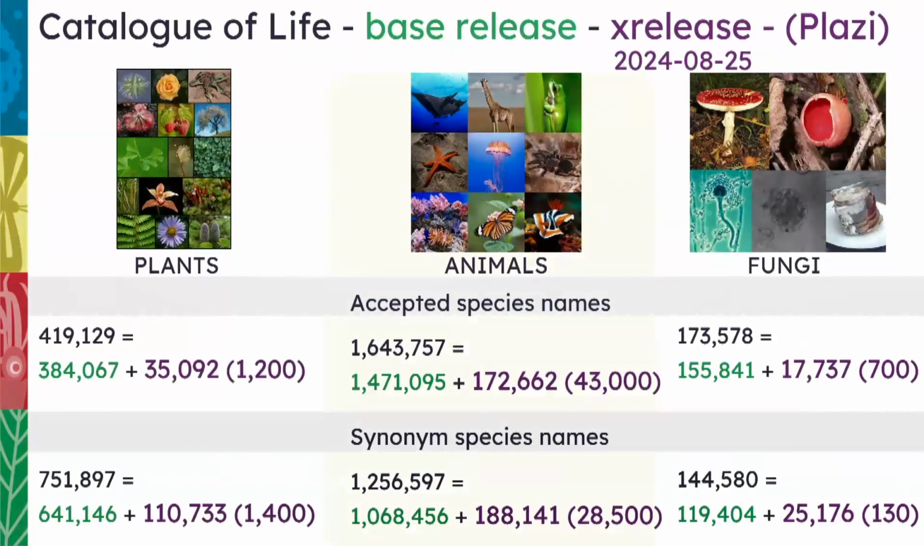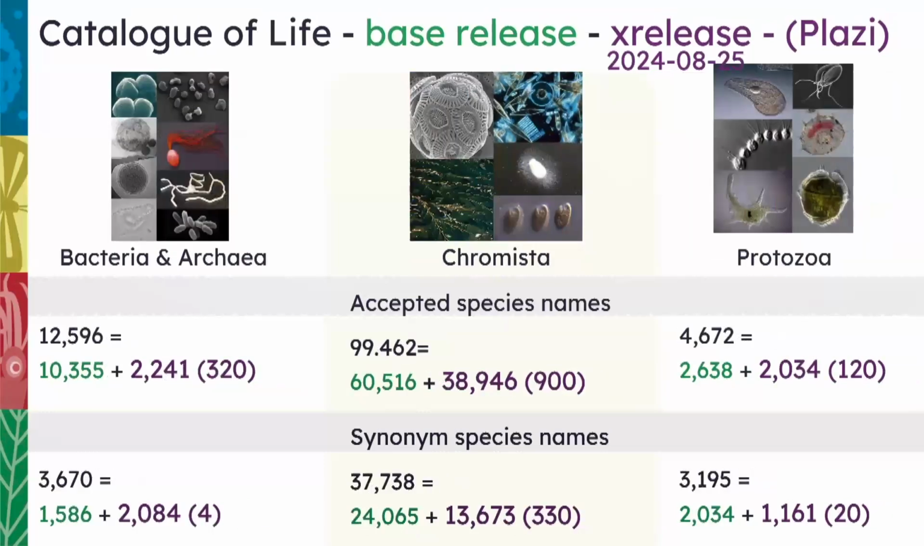In this slide and the next one, we show the species content in each kingdom, distinguishing between accepted names and synonyms. The green numbers represent the base catalog, and the purple ones represent the names merged into the extended release. The number of names integrated from multiple datasets digitized by Plazi is indicated in parentheses. Here are shown the numbers for plants, animals, and fungi, and here for bacteria, Chromista, and Protozoa.